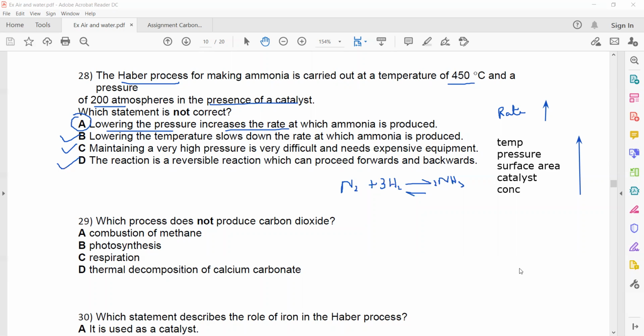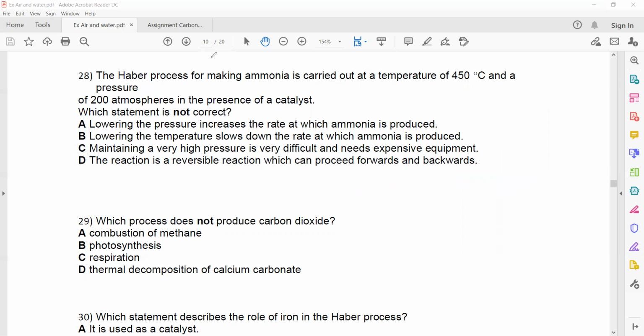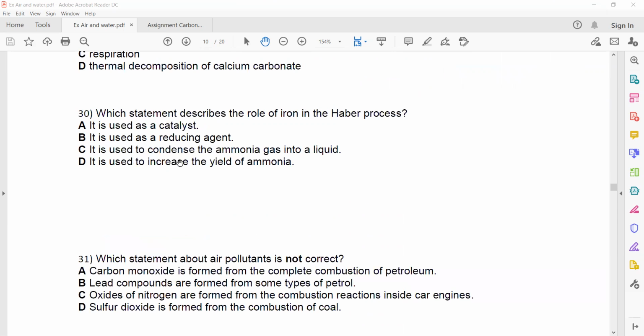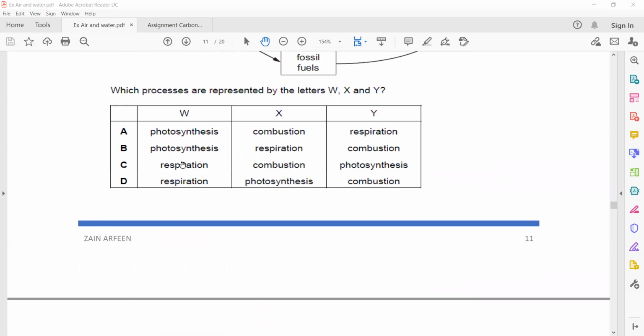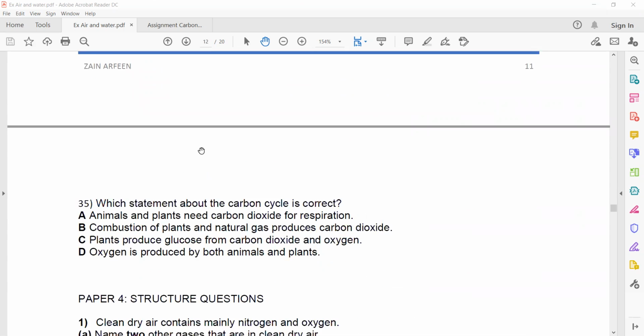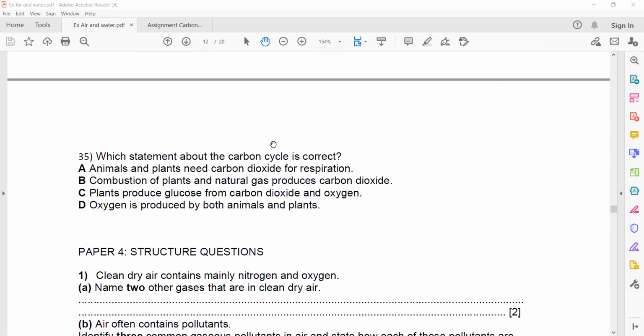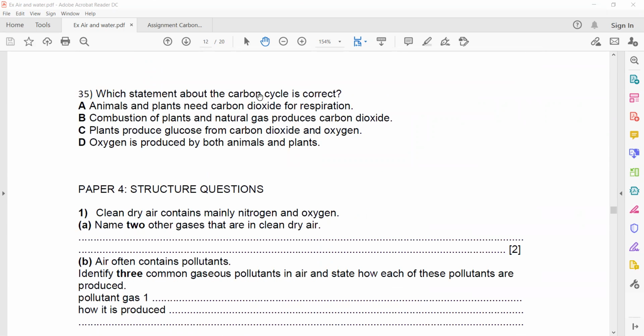Then question 31 to 35. Any doubt? From 31 to 35? Which statement about the carbon cycle is correct? The carbon cycle, as you took in the lower classes, like class 7, class 6. So which statement is correct for the carbon cycle?